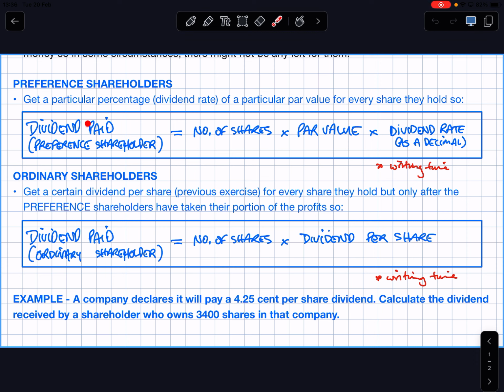For a preference shareholder, they get a particular percentage known as the dividend rate of a particular par value for every share they hold. So the formula for preference shareholders is dividend paid equals number of shares times by the par value times by dividend rate as a decimal. Can you get that down, please?